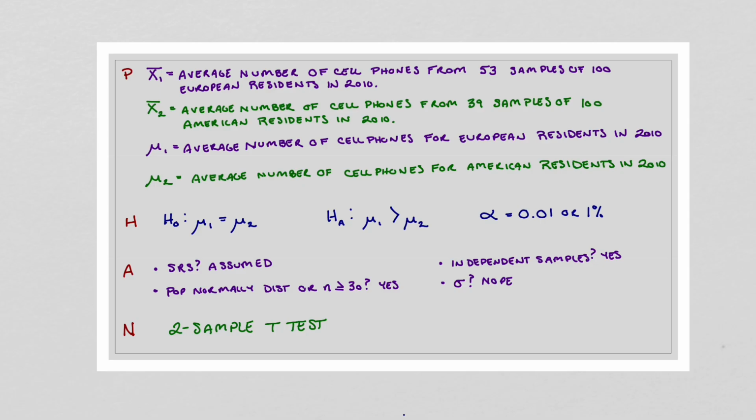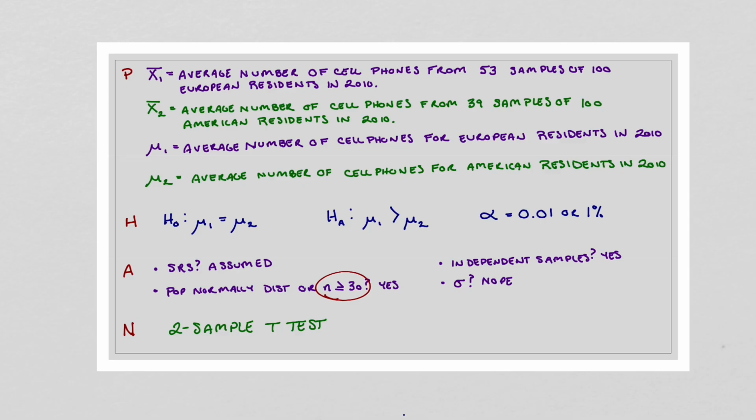Looking at our assumptions, we are assuming that we have a simple random sample. Do we know if our populations are normally distributed or if we have sample sizes that are greater than or equal to 30? Yes, in this instance, we know that we have sample sizes that are greater than or equal to 30. Are the samples independent? So I would say yes, because it doesn't seem like us selecting residents in Europe forced us to pick specific people in the Americas. Also, do we know the population standard deviation? That's a big nope here. So that informs us to do a 2-sample t-test.